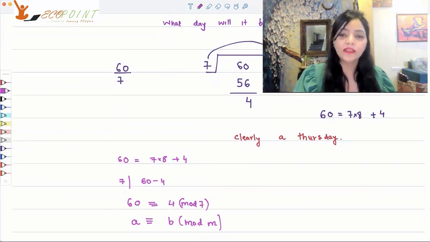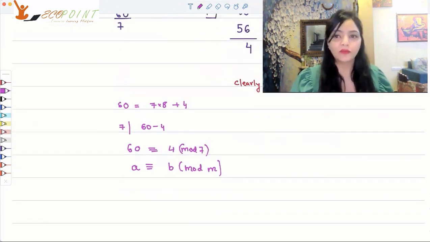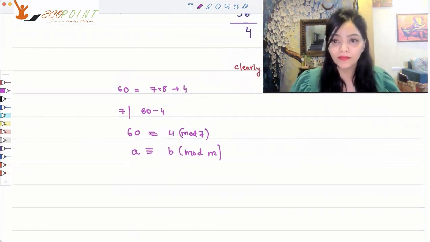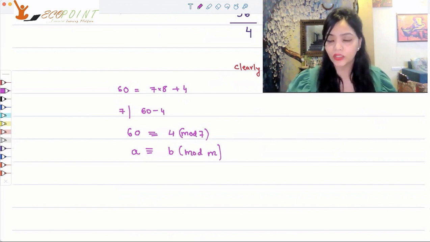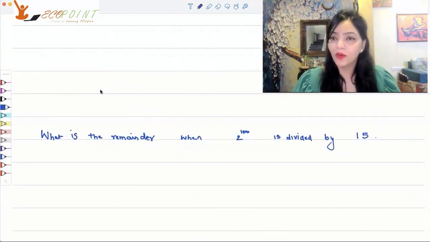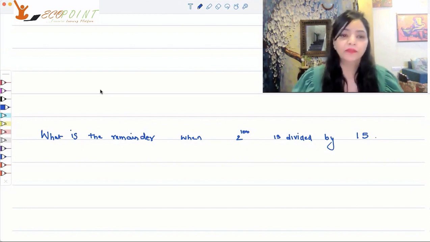Okay, this is the concept of modulo. Modulo deals with the remainder, and it brings you to the concept of equivalence class, not just equivalence relation. Congruency is an equivalence relation. Let me ask you a very mathematical question from this concept, which could be asked anywhere in any exam per se. What is the remainder when 2 to the power 100 is divided by 15?